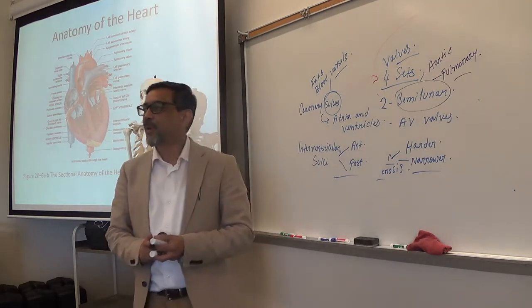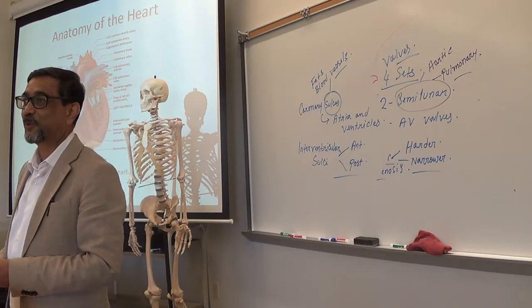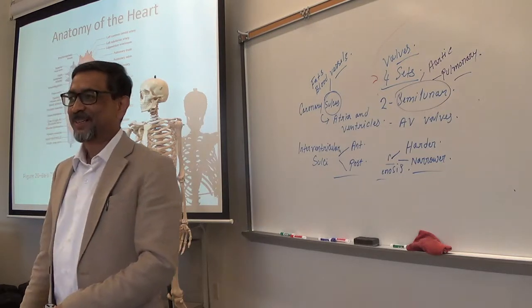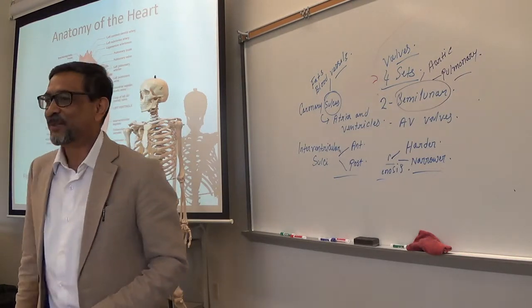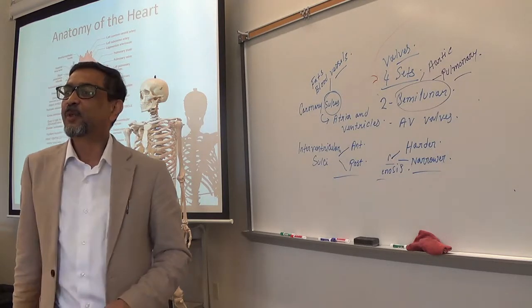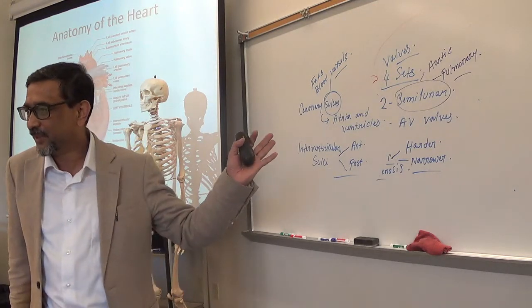How many sets of valves do you have? 2 or 4? 2 sets. Okay, that's the right answer. 2 sets, right? That means how many? 4. You have 2 AV valves, right? And 2 semilunar valves that I wrote on the book, right?